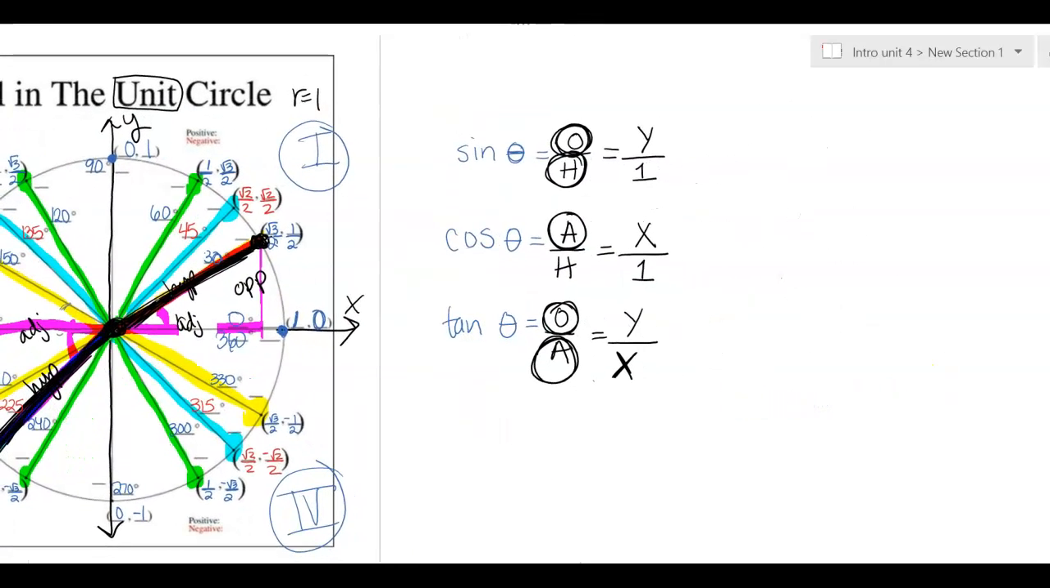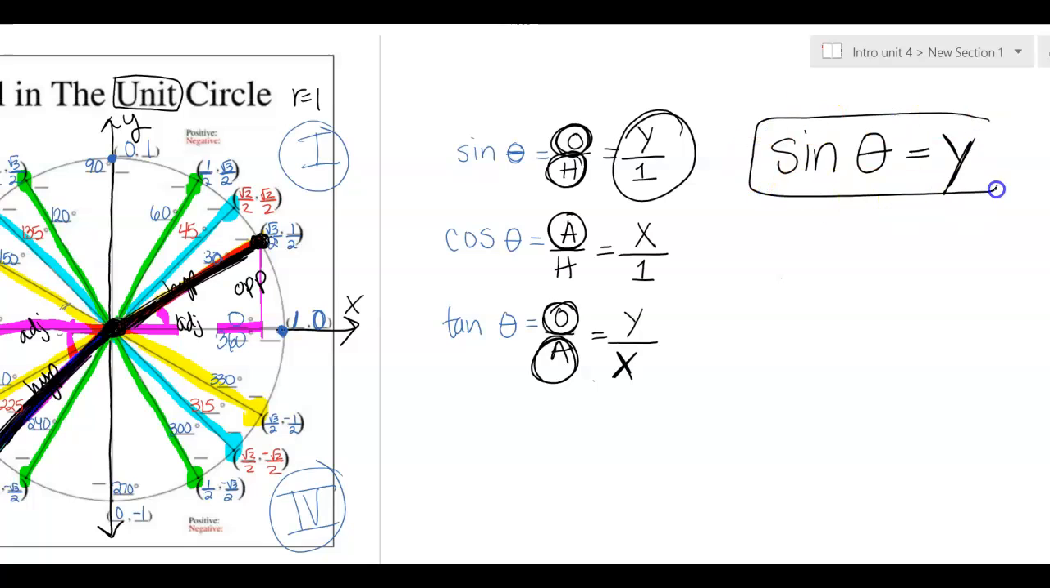So this means when we're calculating sine of an angle, instead of opposite over hypotenuse, if we don't have a triangle picture, if we can use our unit circle, we can do y divided by 1, and y divided by 1 is just y. That means if you know the unit circle or have it in front of you, you can calculate the sine of any angle just by using the y coordinate at the same spot of that angle, okay?